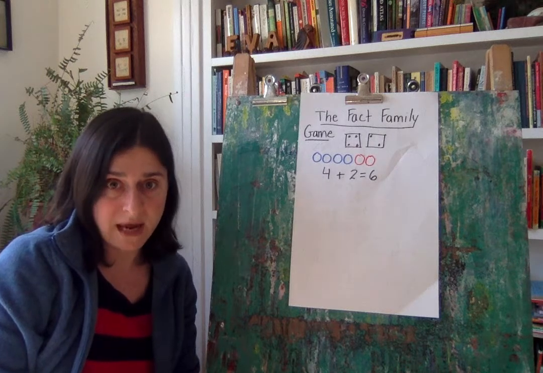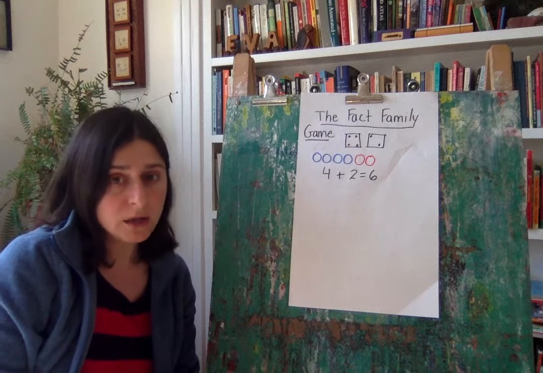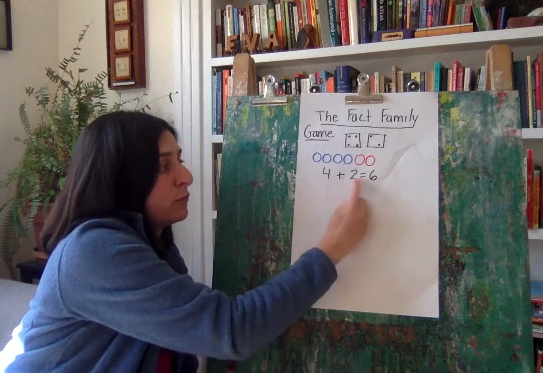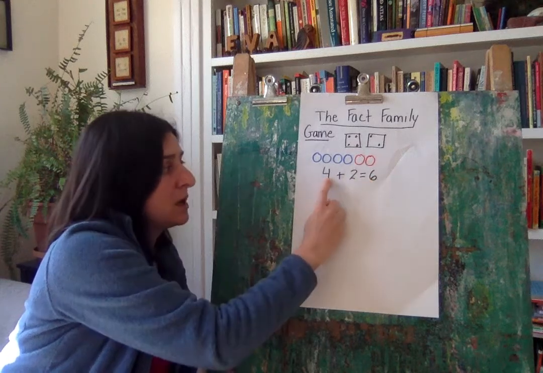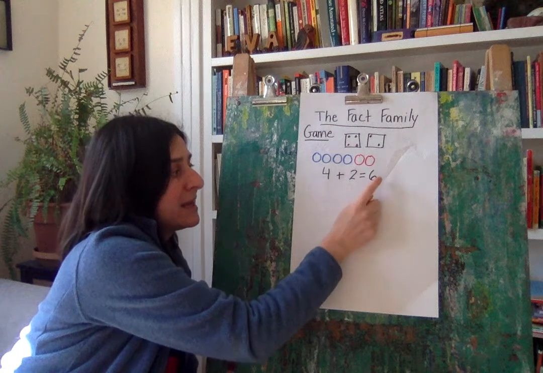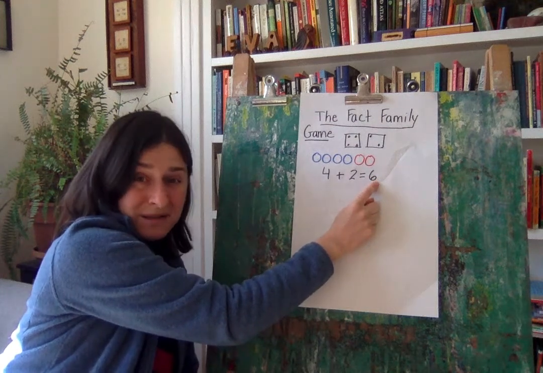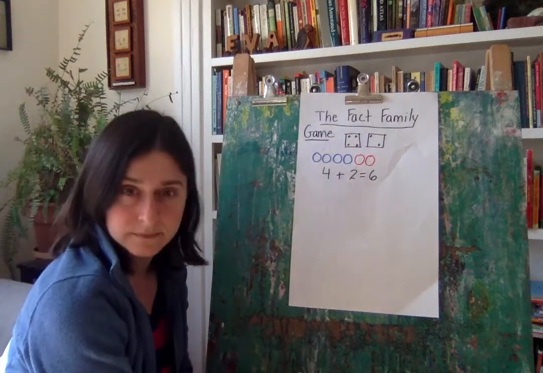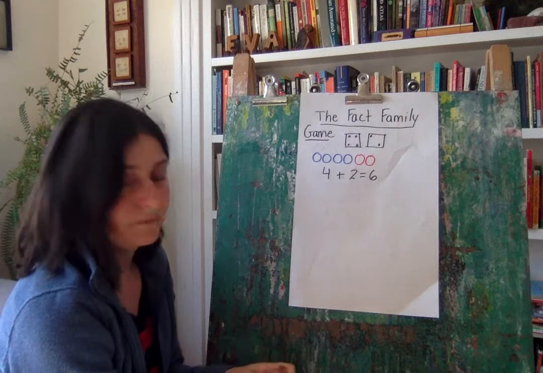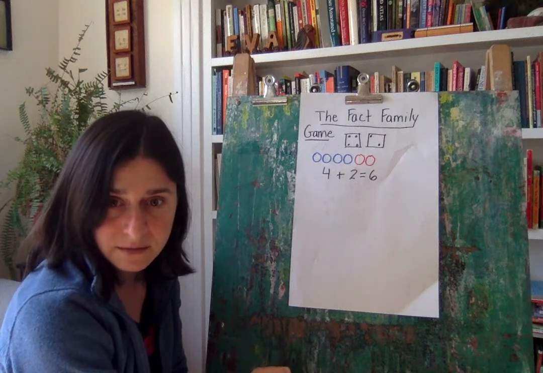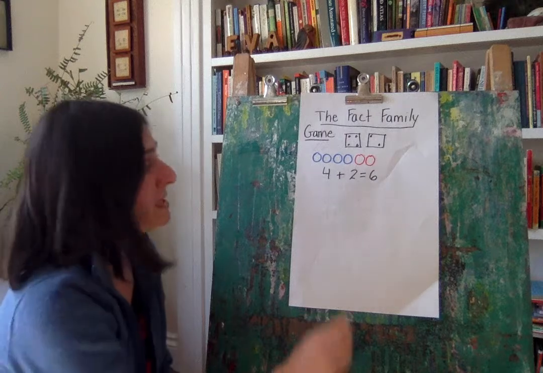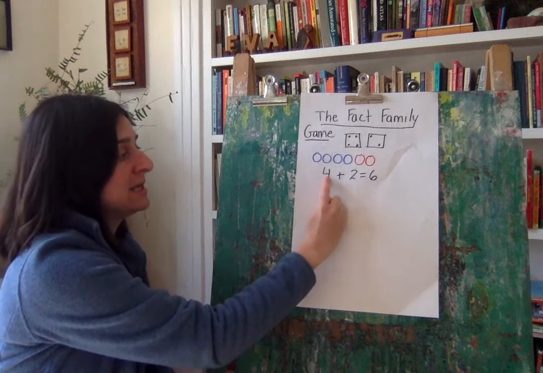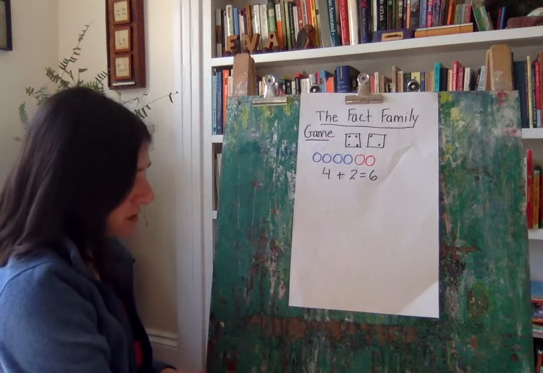Now, the goal of the game is to find all of the equations you can possibly find using the 3 numbers you start with. Okay, so we're starting with a 4, a 2, and a 6. I need to start thinking of some more equations I could write with 4, 2, and 6. Well, remember turnaround facts? I could use a turnaround fact. That means changing the order of the 2 addends. Okay, so the addends here are 4 and 2, and I could change their order.